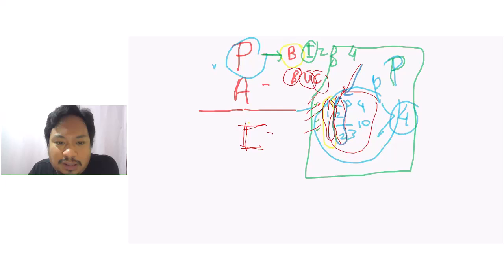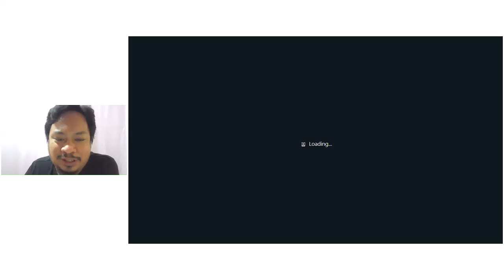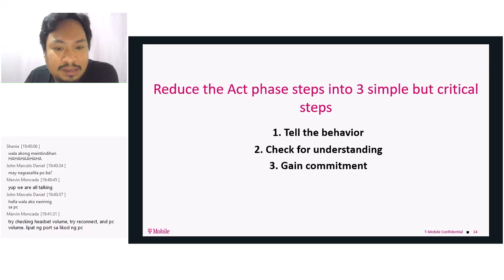Akala ko pa man din natin magagamit yung time. Sorry. Pero, ang participative ninyo, which is a nice thing. You know, it's a really, really nice thing. I appreciate it a lot. Mag-move na ako sa next part.